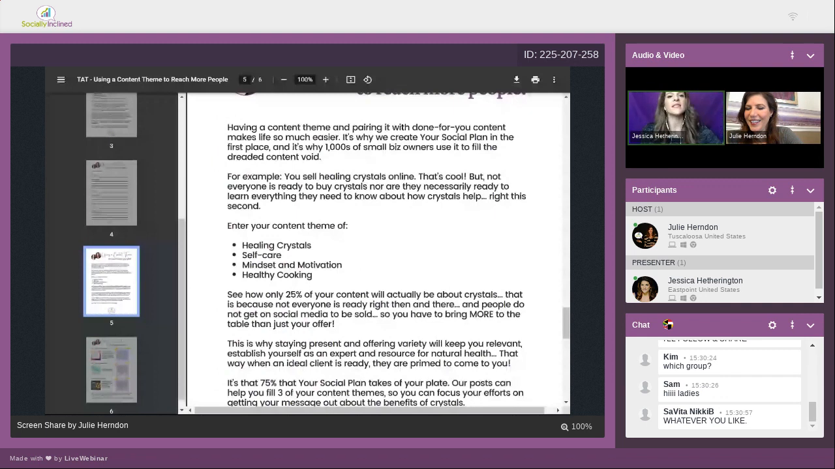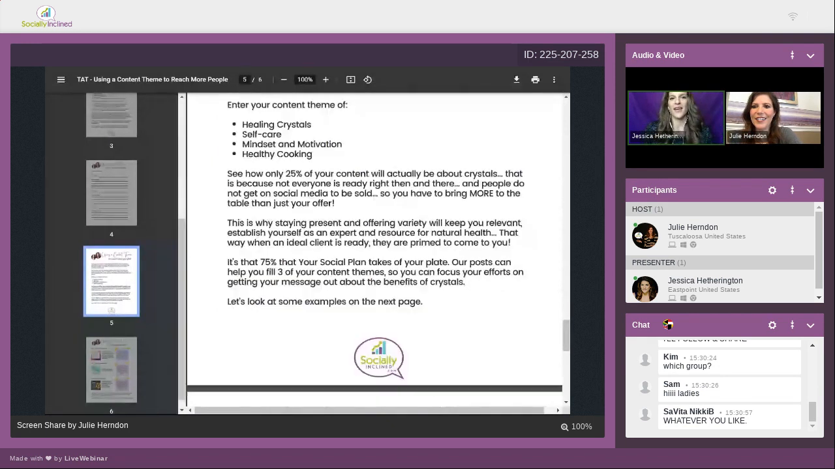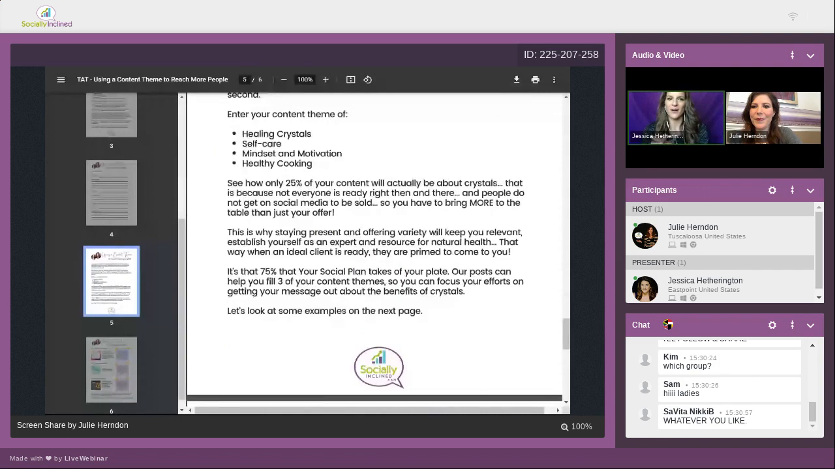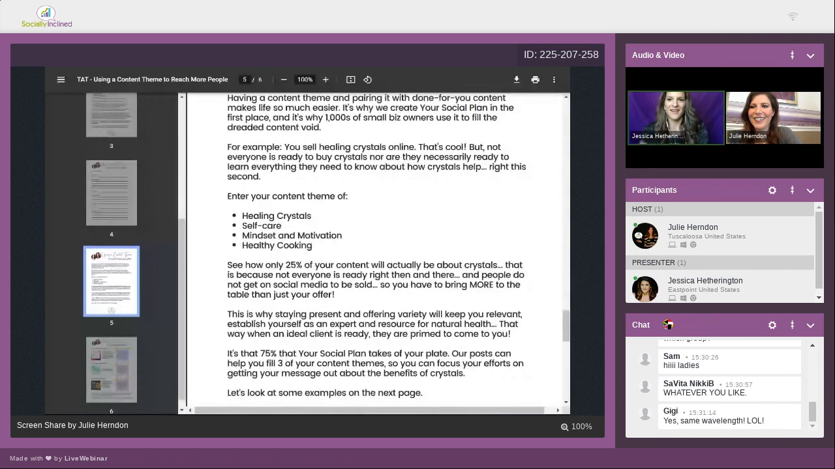Perfect. So I think this is what I was just talking about. And I use this example because this is one where, are you going to leave it there? I will. Okay. So the first time that we had someone come to us and say, I sell healing crystals. None of your content is about crystals. I don't think it will work for me.